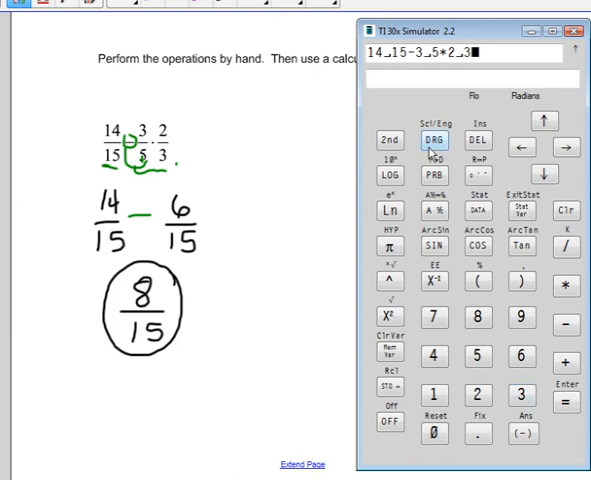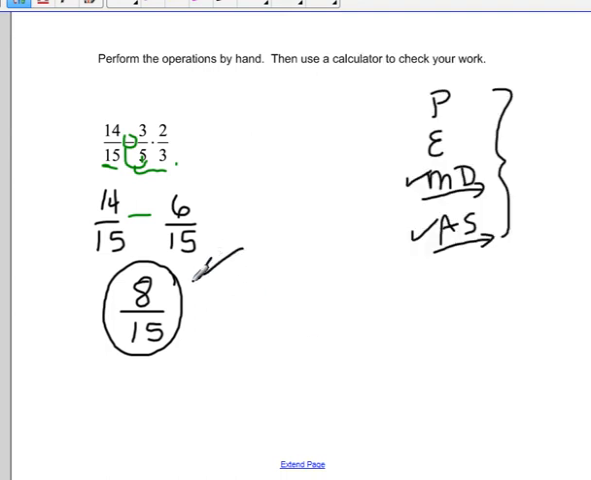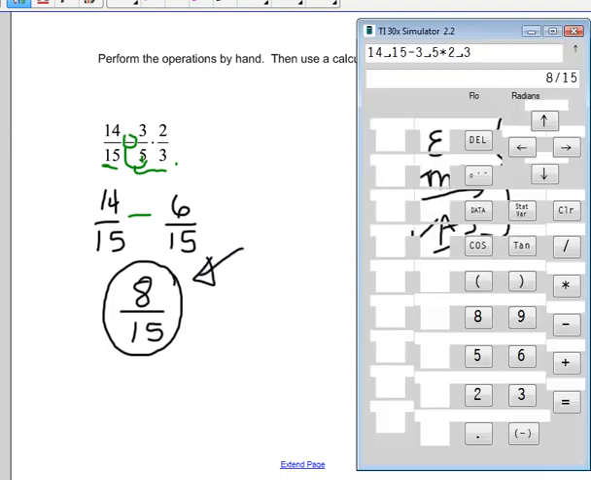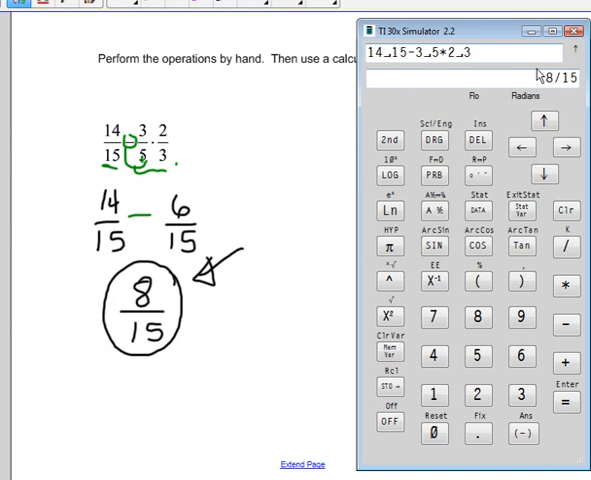And the nice thing is, on a scientific calculator, it knows the order of operations. So it knows that it needs to multiply first and then come back and do the subtraction. It's going to know that information. When we press equal, there's the 8/15. Let me just pull that up again. There's 8/15, just like we came up with when we worked it by hand.